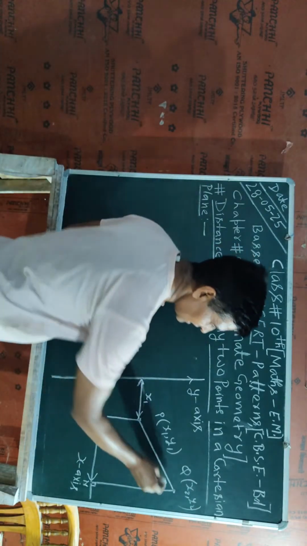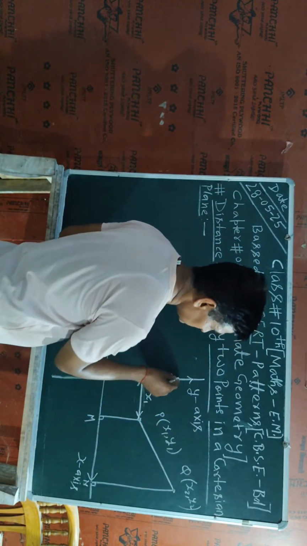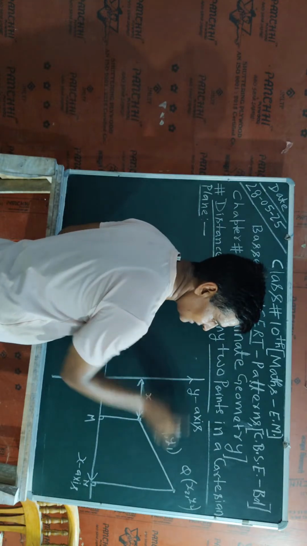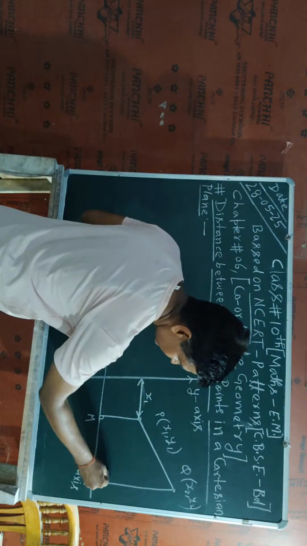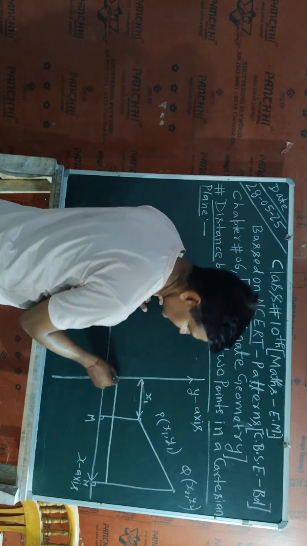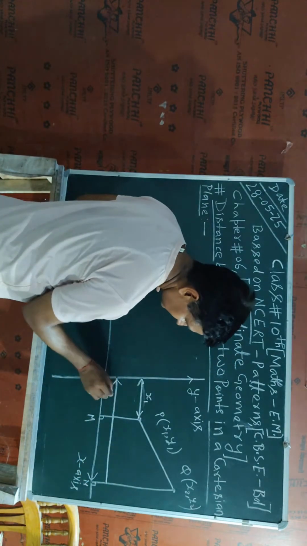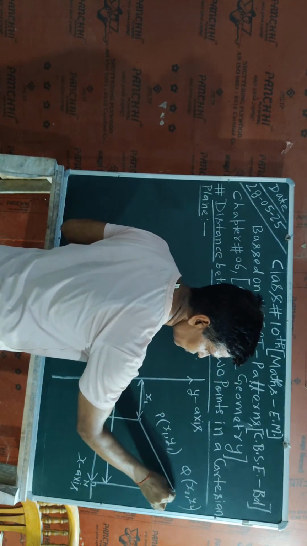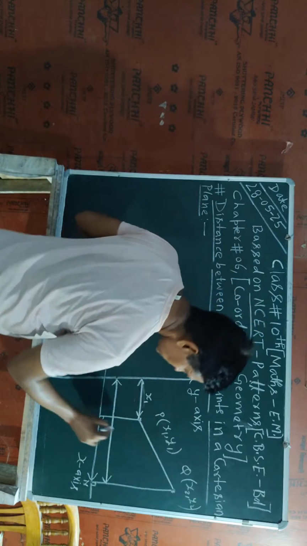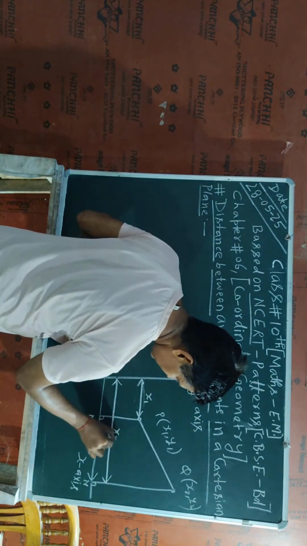Similarly, you will draw a line from this point to the y-axis, parallel to the x-axis, and this length will be x2, because the coordinate of this point is x2. So I will say this is x2.